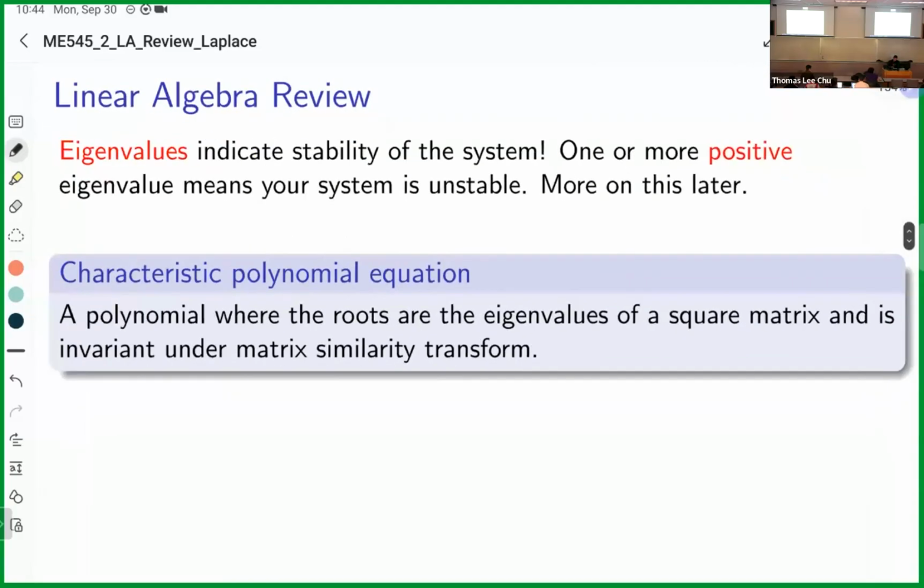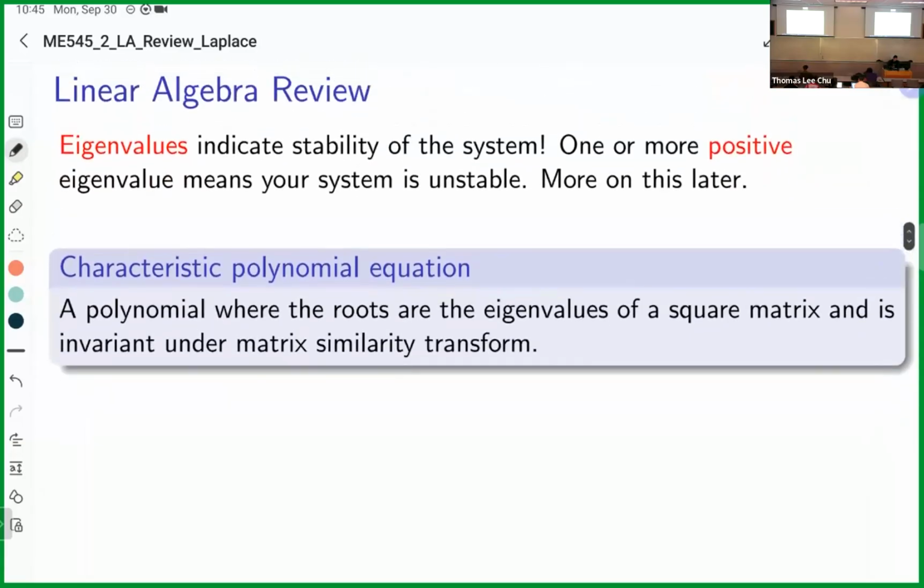So just a quick definition. In the textbook, the characteristic polynomial equation is a polynomial where the roots are the eigenvalues of a square matrix and is invariant under matrix similarity transform. So the characteristic equation is just the determinant of your A matrix minus S times I is equal to 0. So this is the textbook notation.